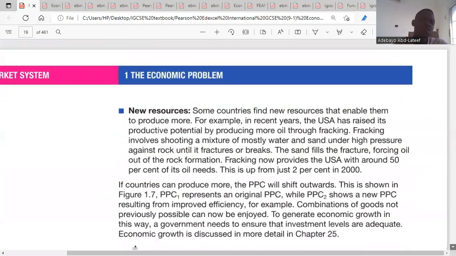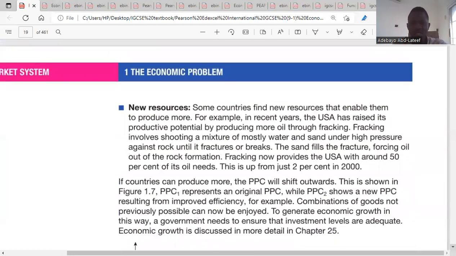The fourth one, new resources. When we talk about new resources, some countries find new resources that enable them to produce more. For example, in recent years, the US has raised its productive potential by producing more oil through fracking. Fracking involves shooting a mixture of mostly water and sand under high pressure against rock until it fractures or breaks. The sand fills the fracture, forcing oil out of the rock formation. Fracking now provides the US with around 50% of its oil needs. This is up from just 2% in 2000. So if countries can produce more, the PPC will shift outward.